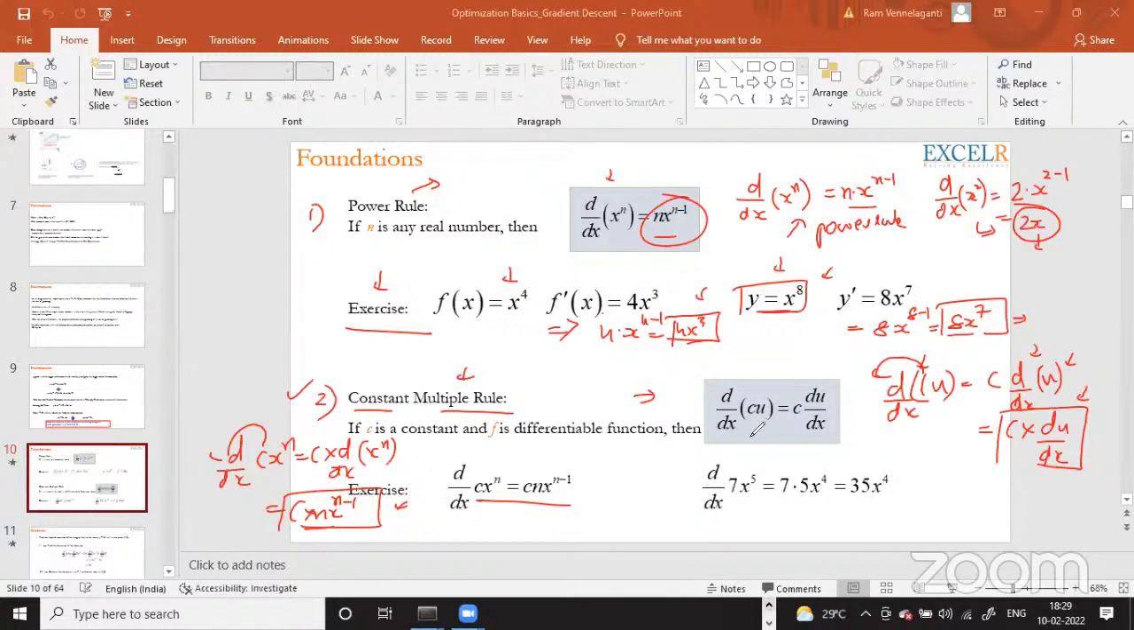So d by dx of 7x power 5, how can you write this? 7 into d by dx of x power 5. How can you write this? 7 into 5 into x power 5 minus 1. So 35 into x power 4, or you can write this as 35x power 4. So this is the derivative of our equation 7x power 5.